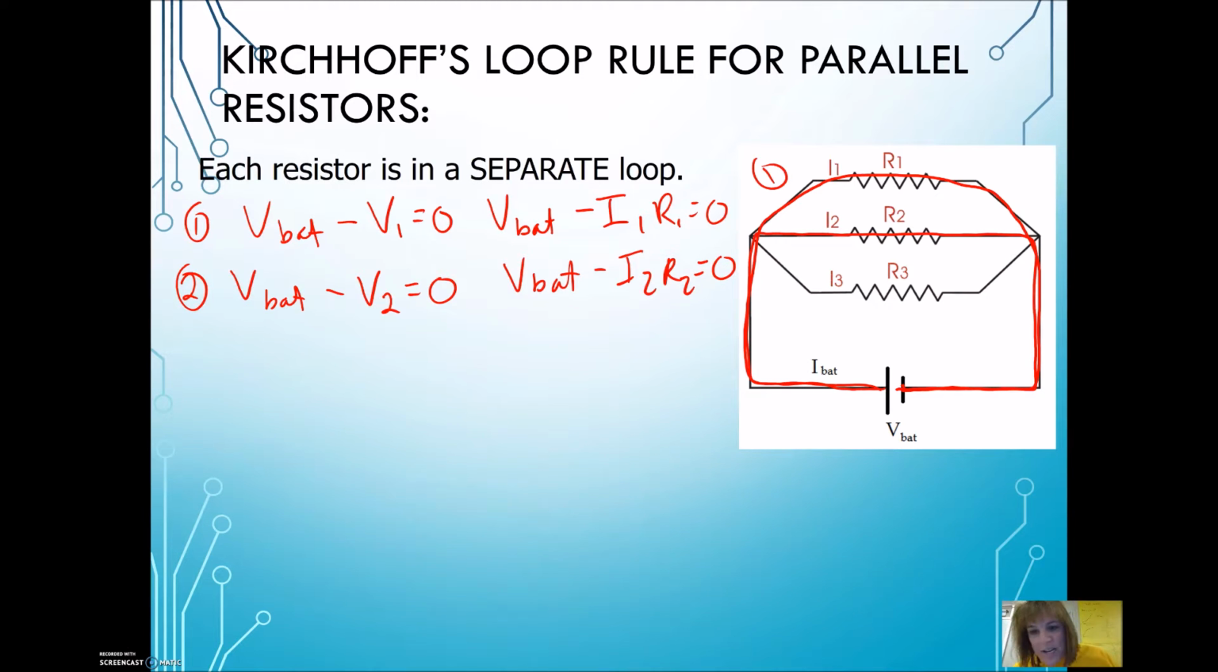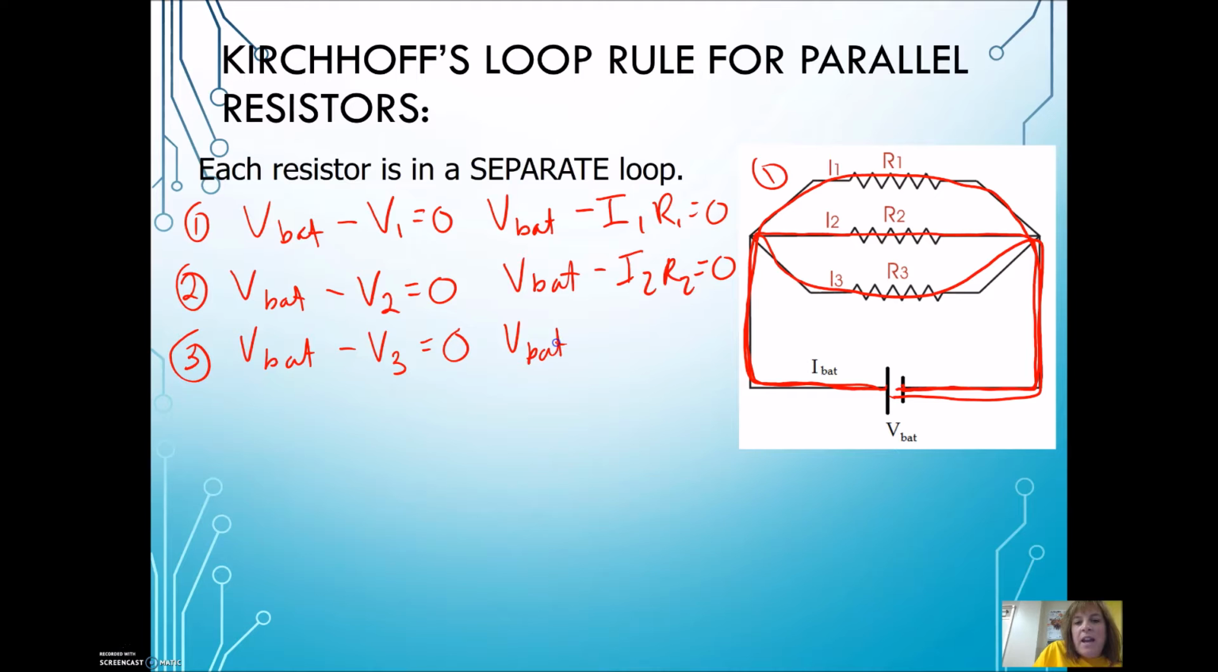Well, resistor 3 doesn't have a line through it yet, so it must be in its own loop. So we're going to start at the battery again. This time I'm going to go all the way through R3 without picking my pen up. And that means I started at the battery, I went through resistor 3, so I lost voltage at resistor 3, and that has to equal 0. So VBAT minus I3 R3 equals 0. So I have 3 closed loops because I have 3 branches.